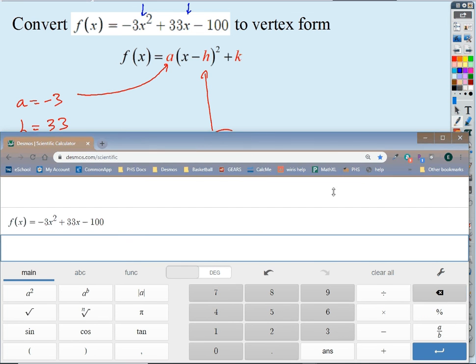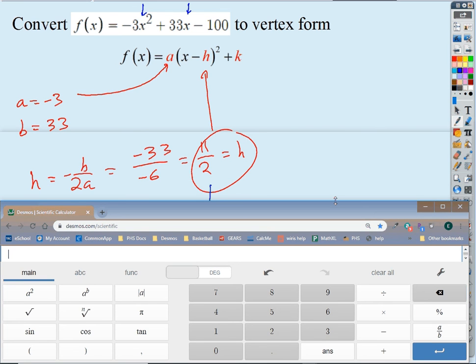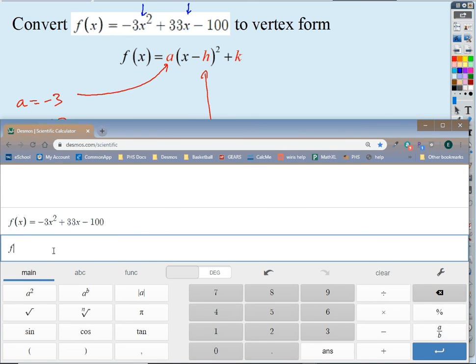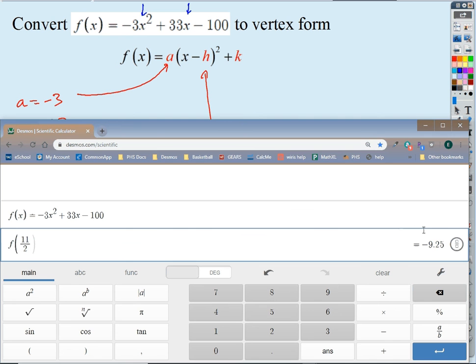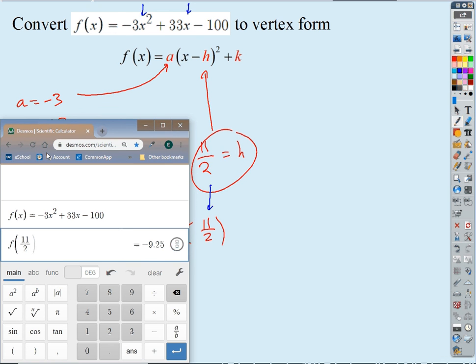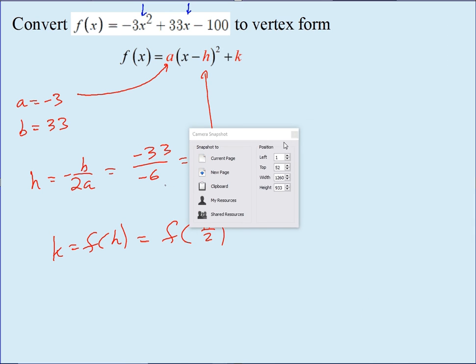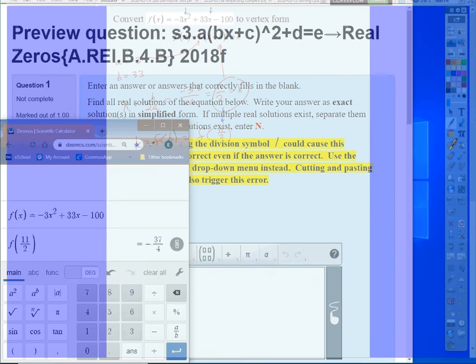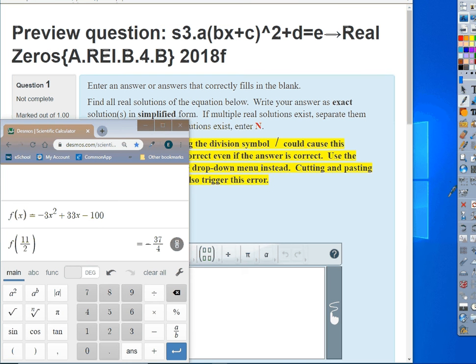And I wanted to evaluate this thing when x equaled 11/2. So all I've got to do then is just do f of 11/2. And look what it does when I do that. When I plug 11/2 into the function, it gives me the value as a decimal, but look, it gives me the convert to fraction button, so it's -37/4. What do you know? So all I've got to do is plug that value in.